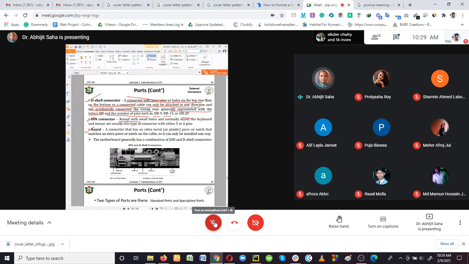The DIN connector, as it is talking about here, is the round type. You can see here that the mouse and keyboard connectors are round in shape. These connectors are known as the DIN connector: round with small holes, normally keyed. So what is the key? A connector that has an extra metal or plastic piece or notch that matches an extra piece or notch on the cable, so it can only be installed one way. Here you see a slightly bigger hole than the smaller holes all around. That bigger hole is the key.